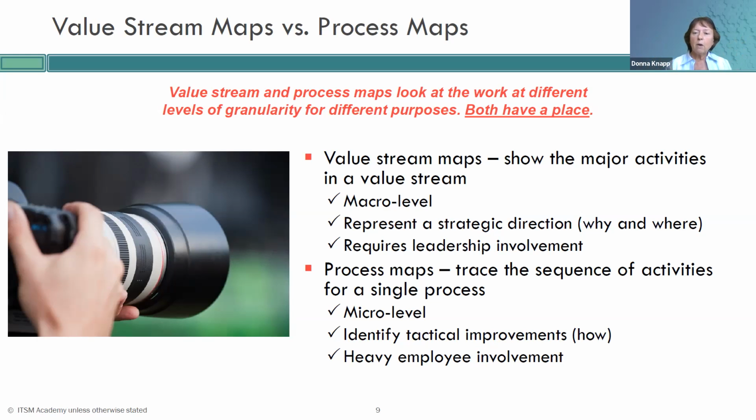With process level maps, you're engaging with the people who do that work, and you're empowering the people who do that work to figure out how to do the work, right? What's the most efficient way in order to do that work?